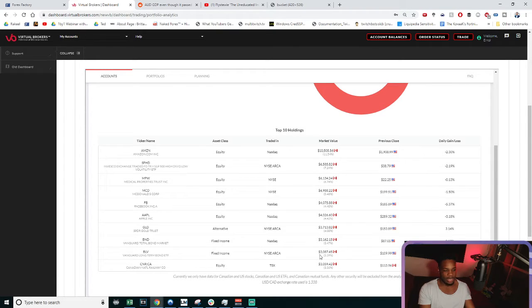Canadian National Railway, this is a terrible purchase. I don't know what I was thinking. I was probably drunk when I bought this. But in Canada, there's this big conspiracy over railways, and I'm like, this pays a great dividend. I need Canadian companies, so I bought it.